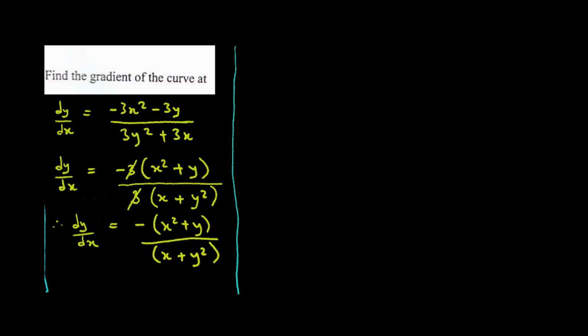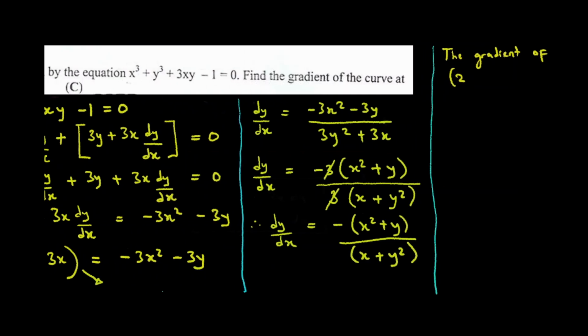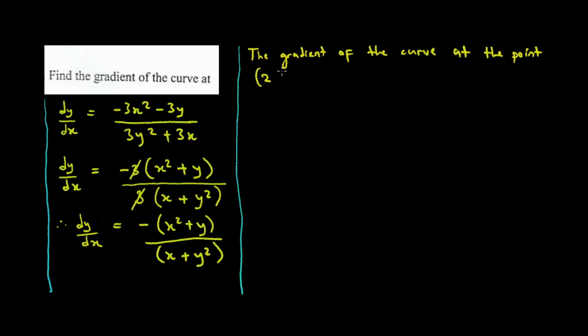So we will say, the gradient of the curve, so we can write a small sentence: the gradient of the curve at the point, 2, is it 2, minus 1? I have to confirm. Yes, it's 2, minus 1. So you should know that basically the gradient of a curve is not constant, it changes according to which point you are at.